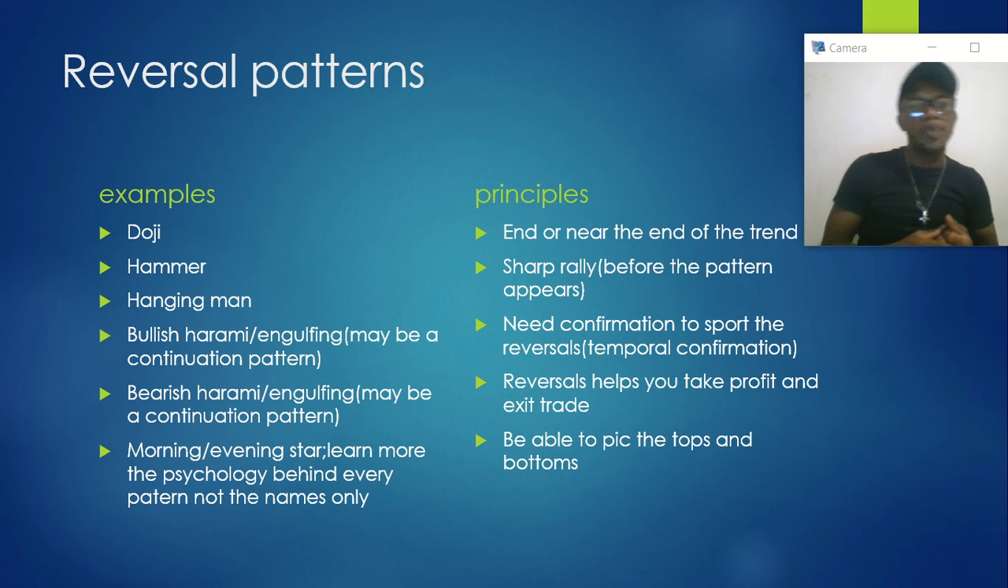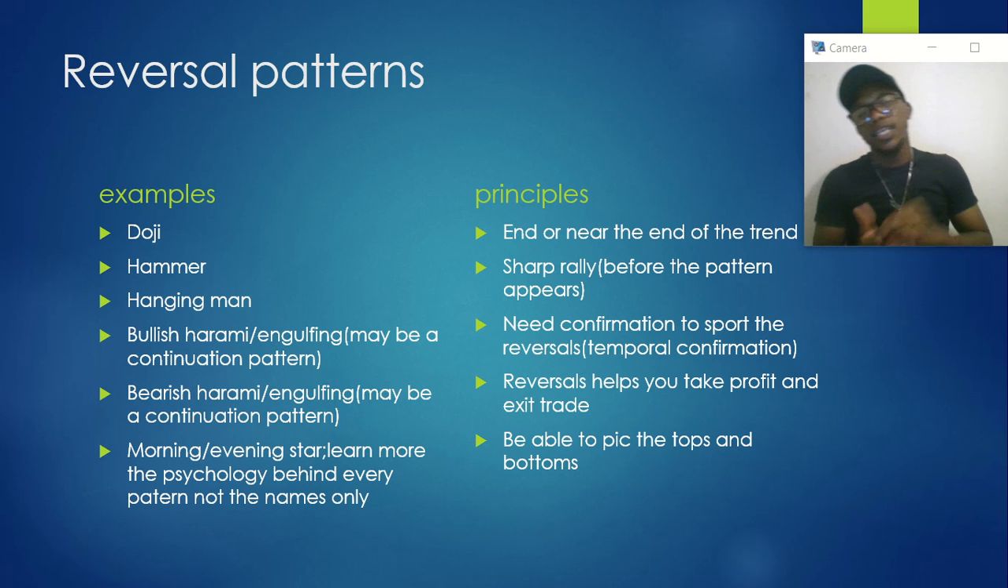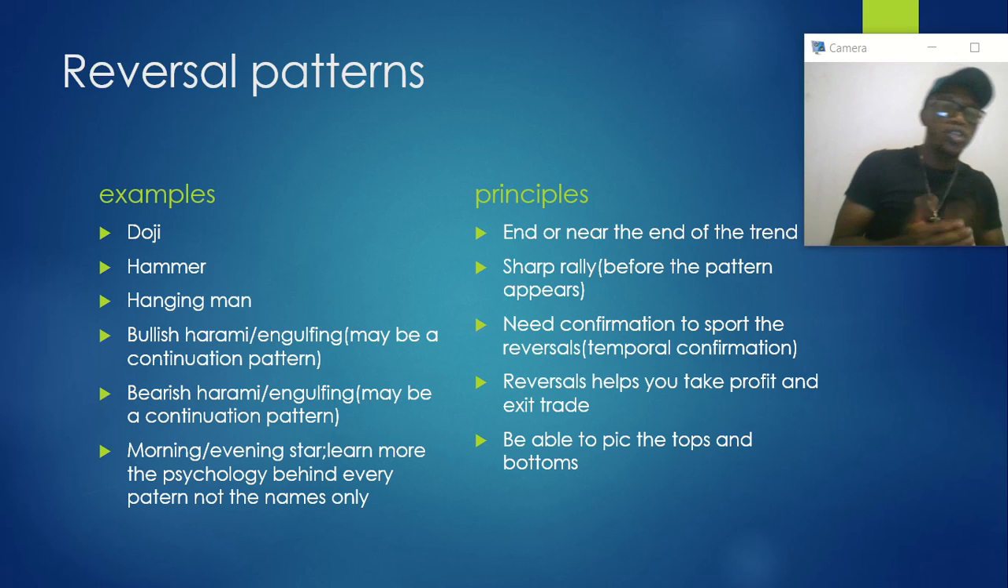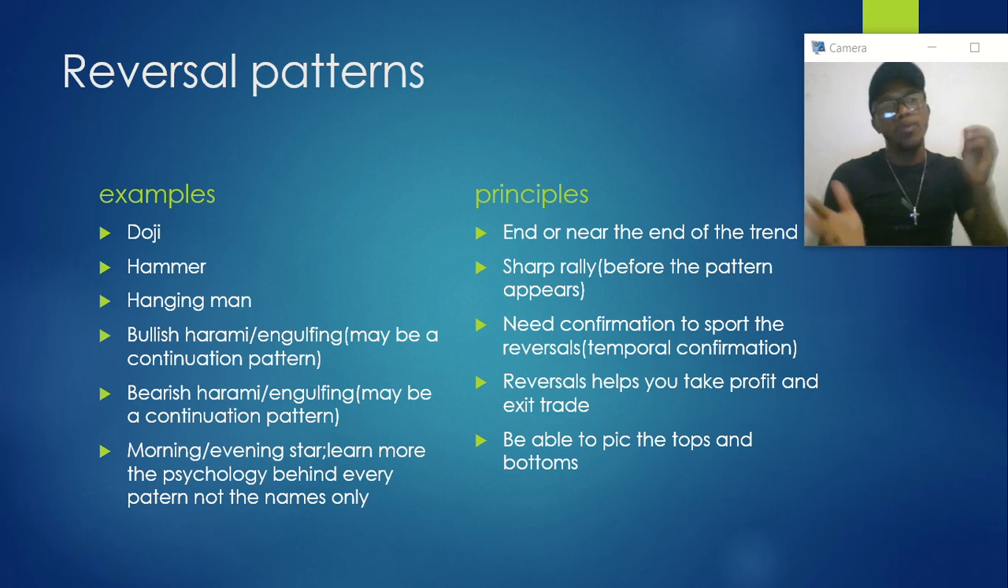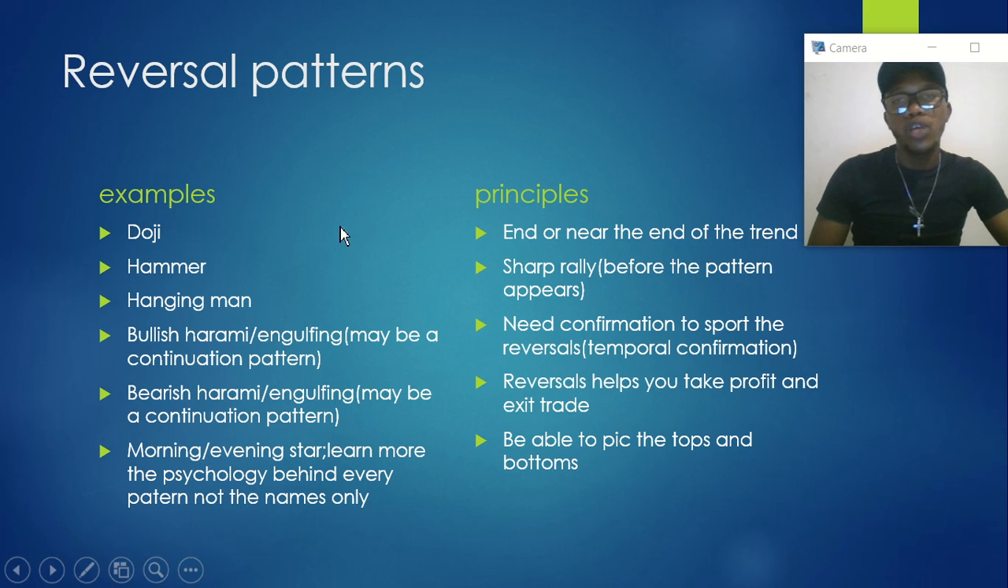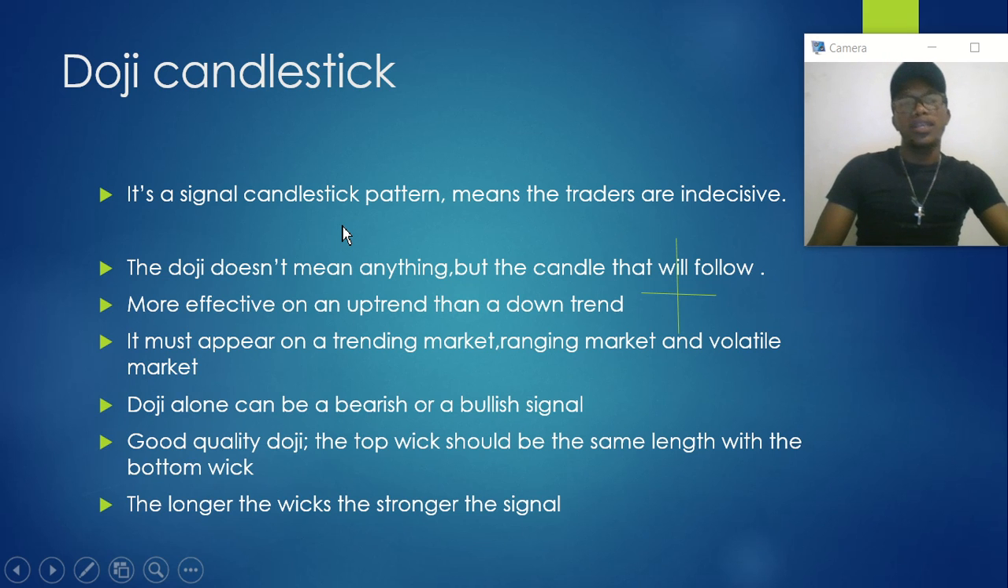So you must be able to pick the tops and bottoms, double top, double bottom, something like that, so that you're able to trade the candlestick. So now let's talk about the Doji candlestick.